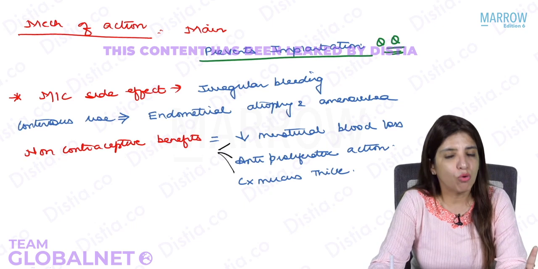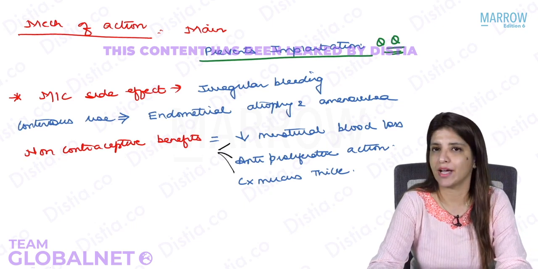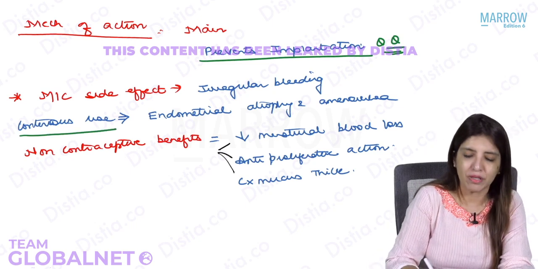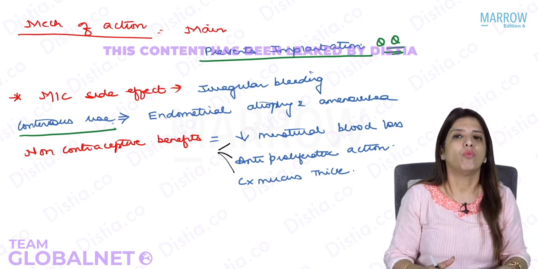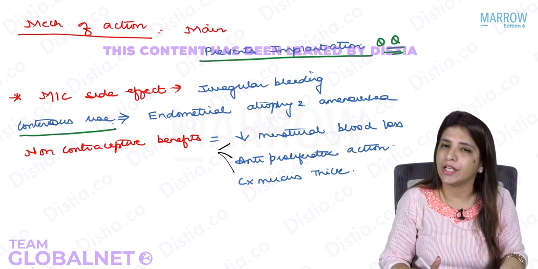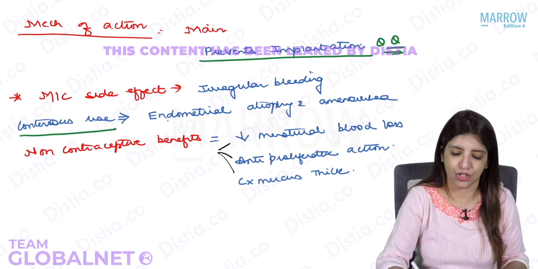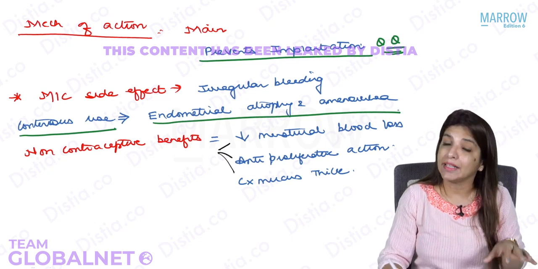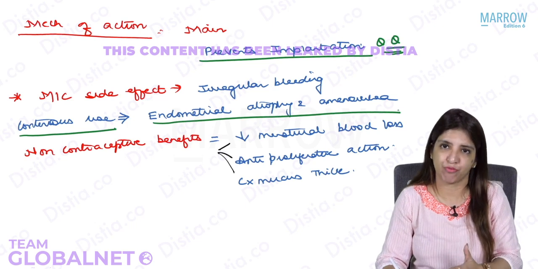Right? The most common side effect for Mirena, similar to other progesterone-containing IUCDs, is irregular bleeding. But when you are continuously using Mirena, because of the anti-proliferative effect of progesterone, there is endometrial atrophy and ultimately it leads to amenorrhea. And that is why Mirena has got many non-contraceptive benefits.